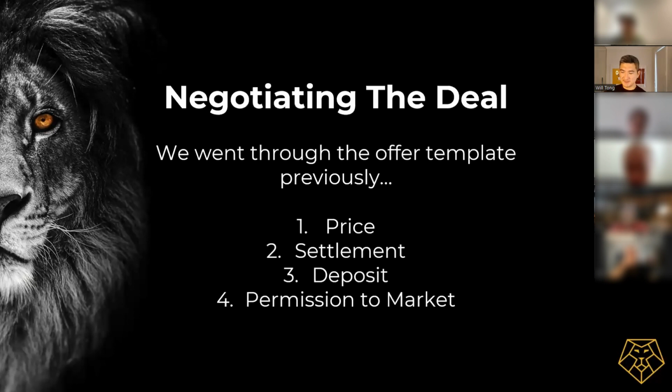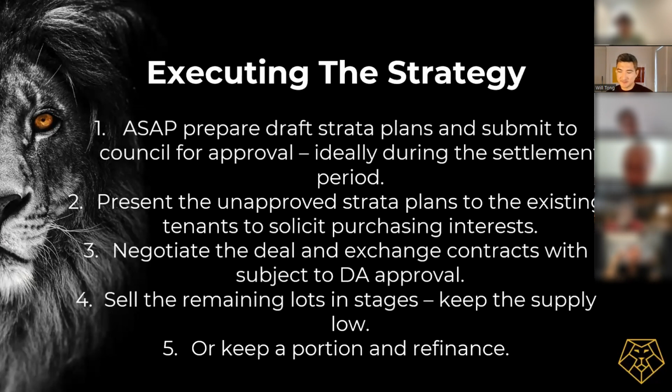Number 4, permission to market, would also imply permission to talk to the existing occupiers of the space. The best case scenario is you negotiate a decent price and a decent settlement, let's call it 9 months, which should be more than enough to draft the plans and get them lodged. But you also want to be able to start talking to the existing occupiers so they can express interest to buy the property and exchange contracts subject to DA approval.